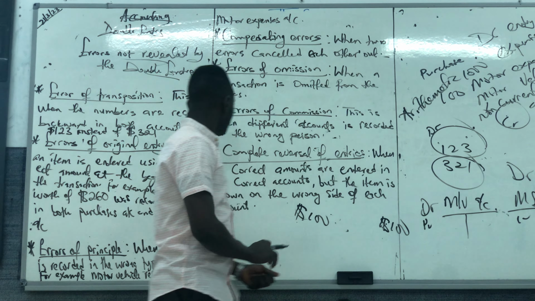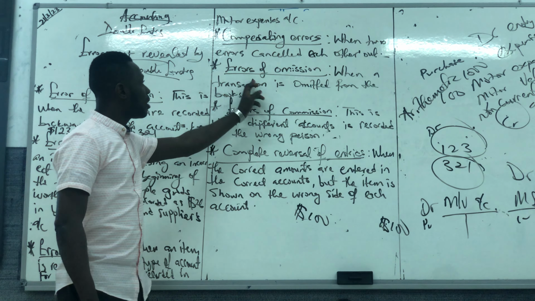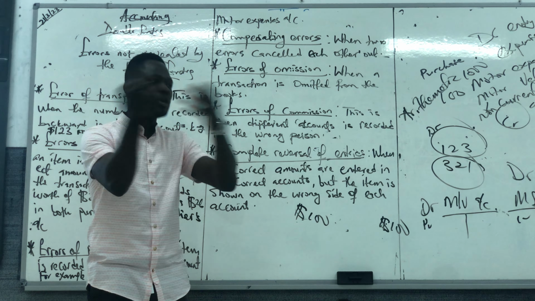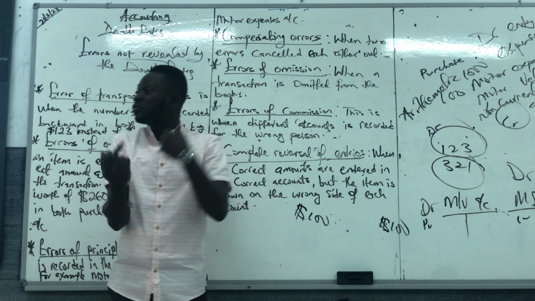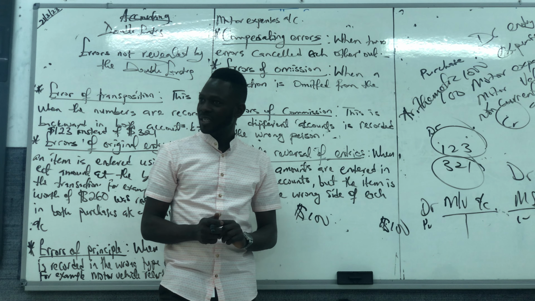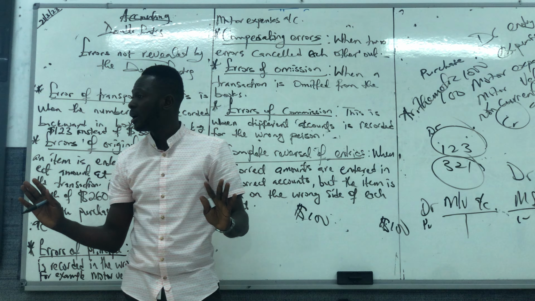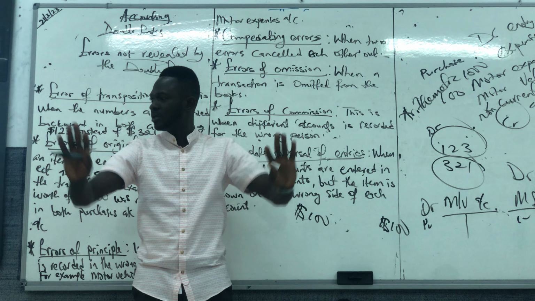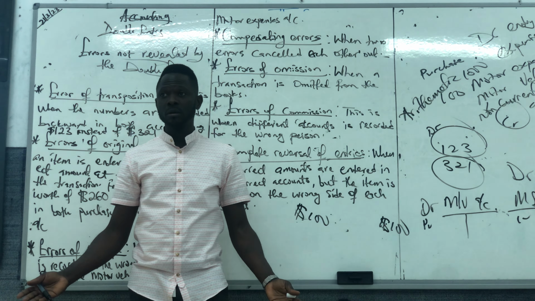Okay. The next one: errors of omission. For omission, you omitted it. You did not even record it. What you did not record, will it affect you? Do we get it? You did not record it at all. You bought or you sold, you did not record. It doesn't affect your double entry.